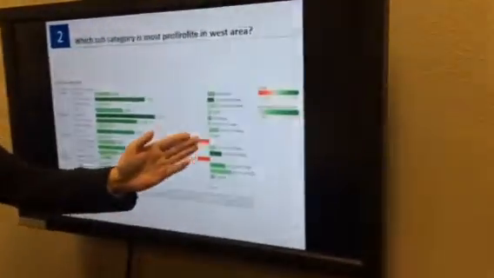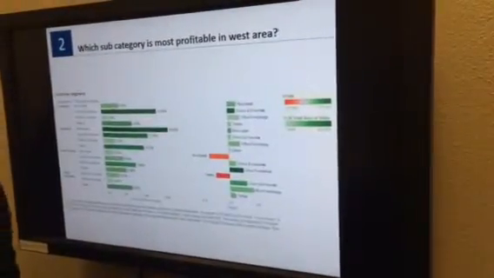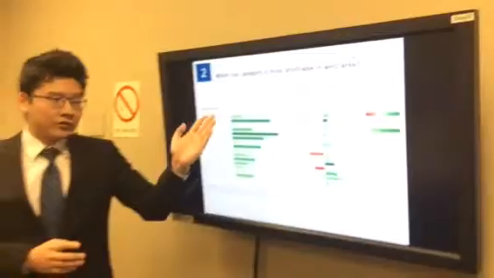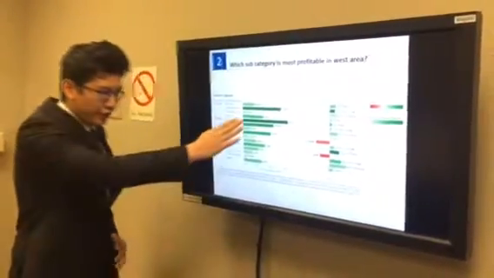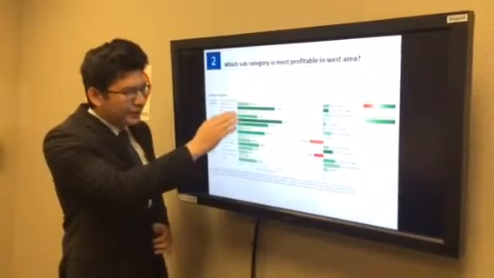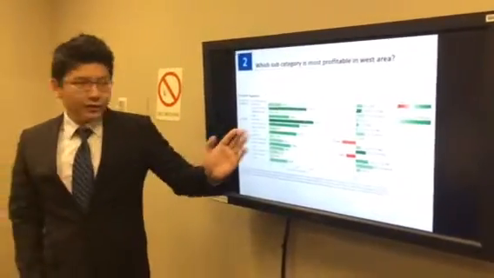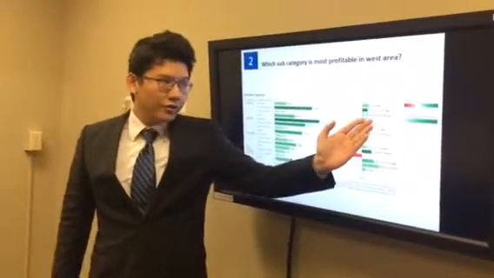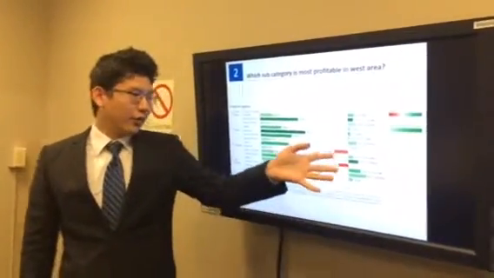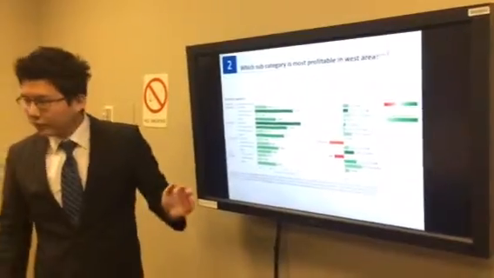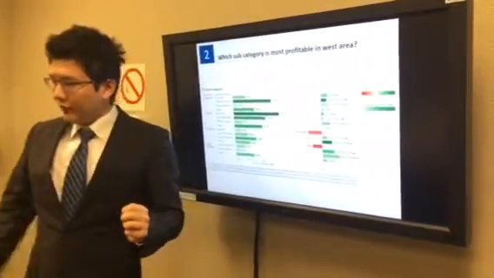The same thing happens if we consider the different subcategories of furniture. Look here. Office furnishing has very few sales, but its margin rate is super high, maybe the highest of the 4 categories. So, next slide.